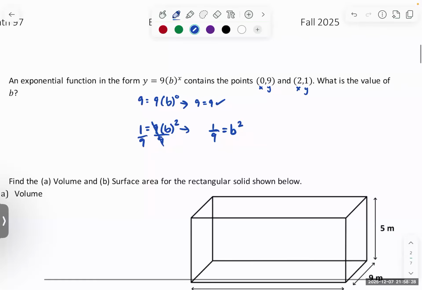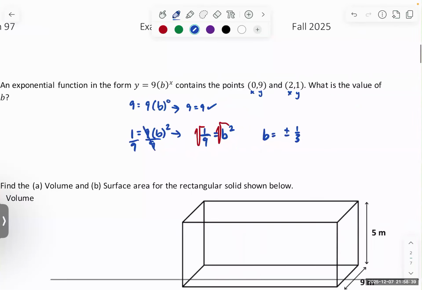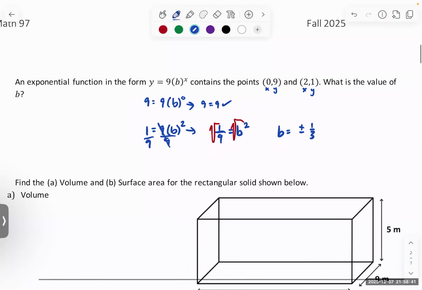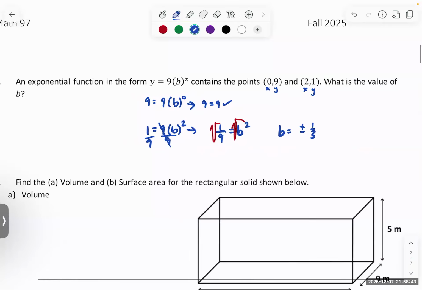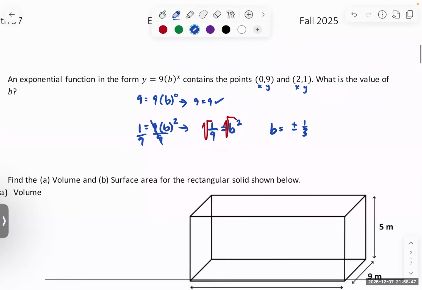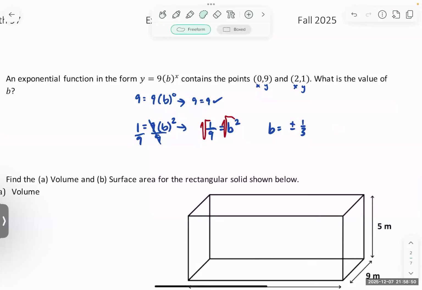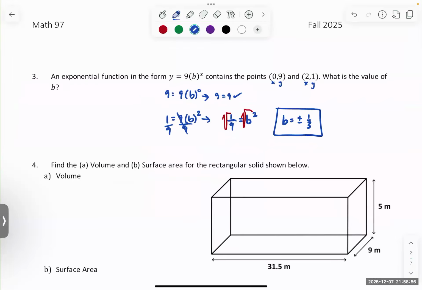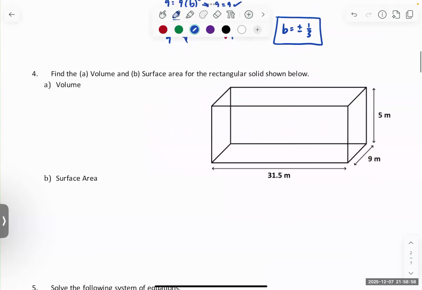Now, from here, we have to square root both sides. And when you do that, you get b equals plus or minus 1/3. Now, exponential function, because when you plug this in, you're gonna get 1 for both of them. So I think both of these have to be the answer. So that's your growth factor. It's plus or minus 1/3.